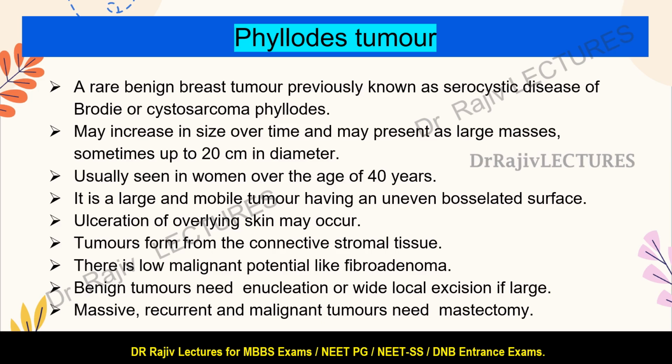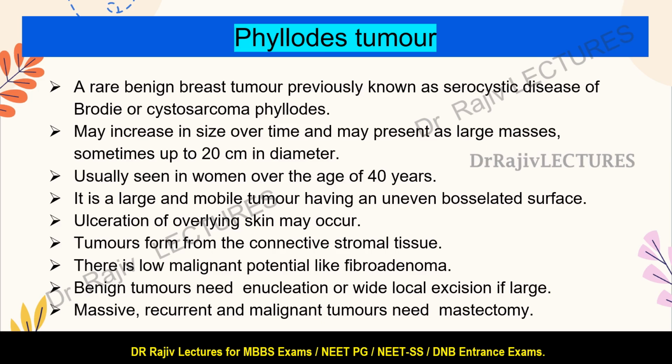Phyllodes tumor is a rare benign breast tumor. It was previously known as serocystic disease of Brodie and cystosarcoma phyllodes, but it is not cystic and only very rarely becomes sarcomatous. The tumor may increase in size over time and may present as a large mass, sometimes up to 20 cm in diameter. It is usually seen in women over the age of 40 years.